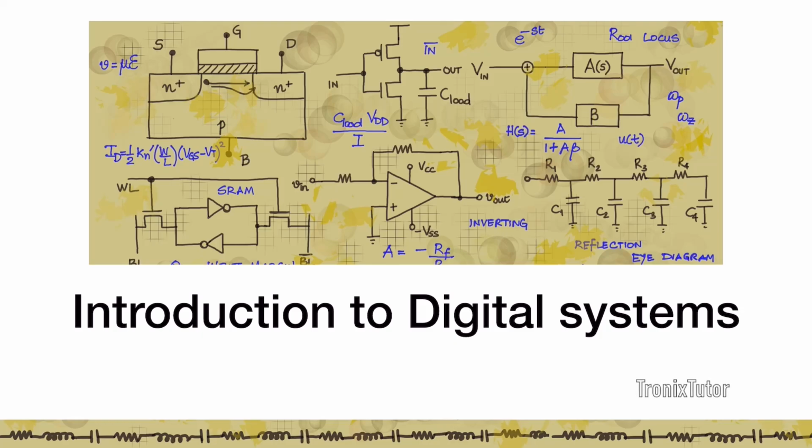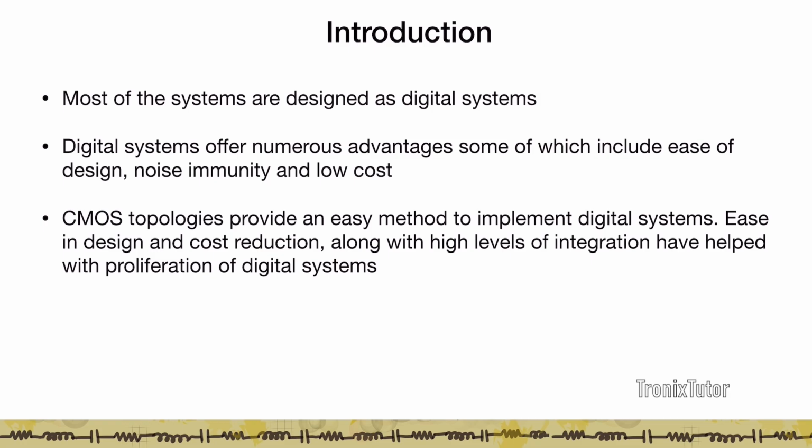Hello, in this video, let's discuss the basics of digital systems. If you look around you, most of the systems that compute and interact with the environment are digital systems. Digital systems offer numerous advantages, the primary ones being ease of design and excellent noise immunity. CMOS provides an easy method to implement digital systems.